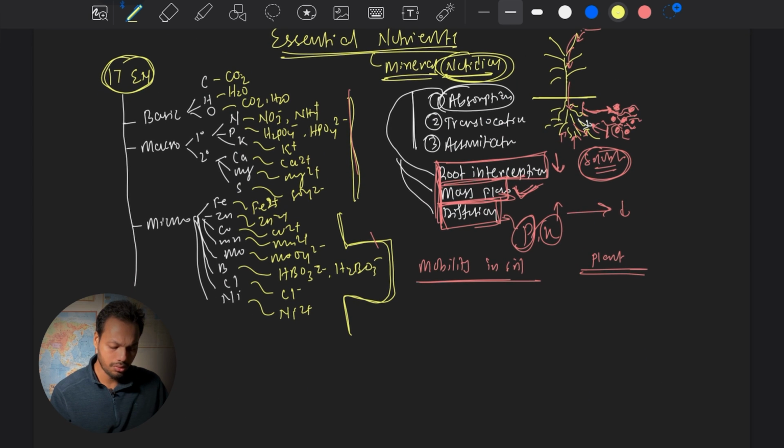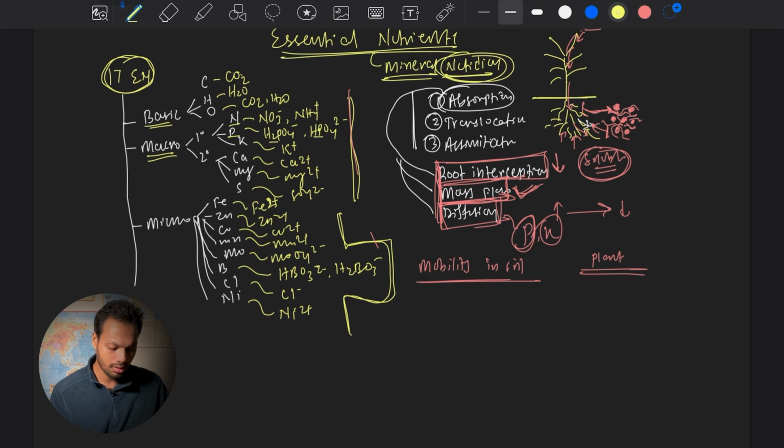So far we have discussed essential nutrients and their forms of uptake. The basic nutrients are carbon, hydrogen and oxygen. Carbon is taken up from the atmosphere in the form of carbon dioxide. Hydrogen is taken up in the form of H2O. Oxygen the plant gets in the form of water and oxygen as well. Then the primary macronutrients: nitrogen is taken up in the form of nitrate or ammoniacal form from the soil. Phosphorus is taken up in the form of H2PO4 minus and HPO4 2 minus. So this is the list, and you will find it in our previous lecture.